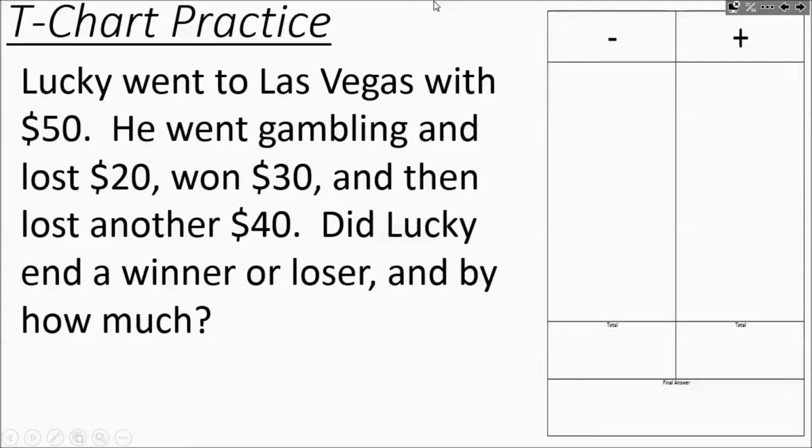So we have our friend Lucky. He went to Las Vegas with $50. He went gambling and lost 20, won 30, and then lost another 40. Did he end up a winner or loser at the end of the day, and by how much?